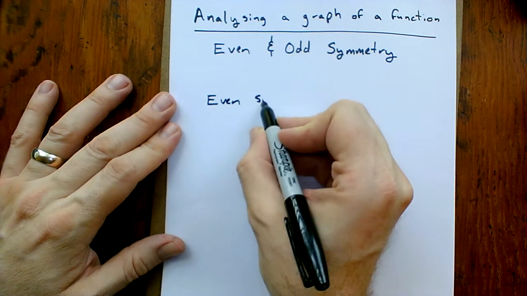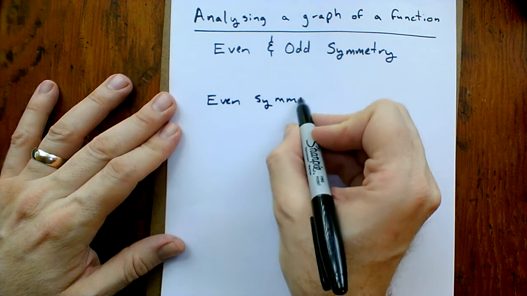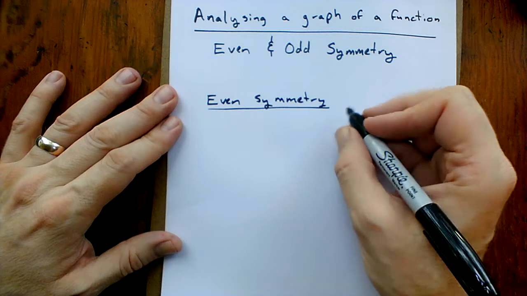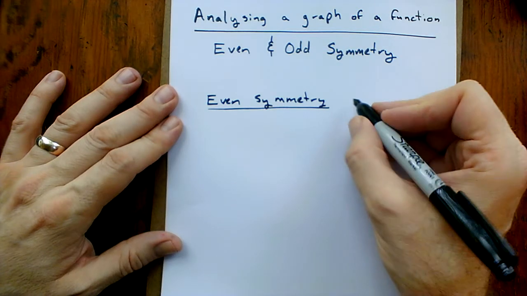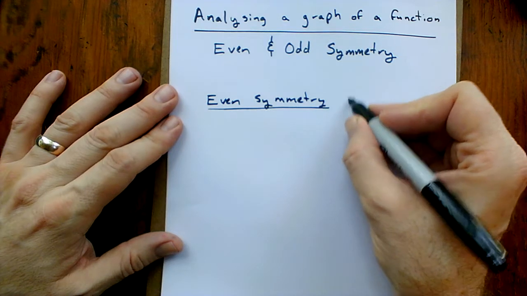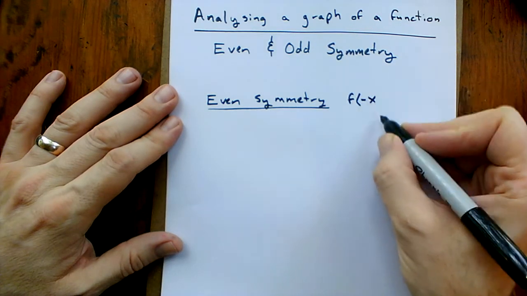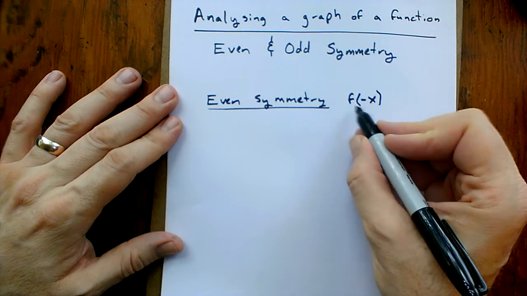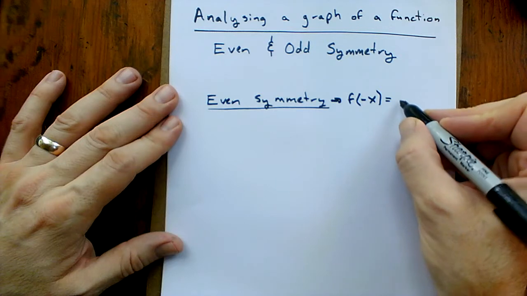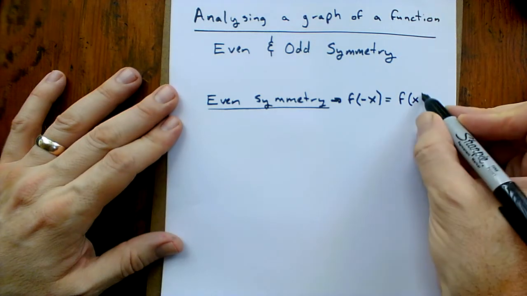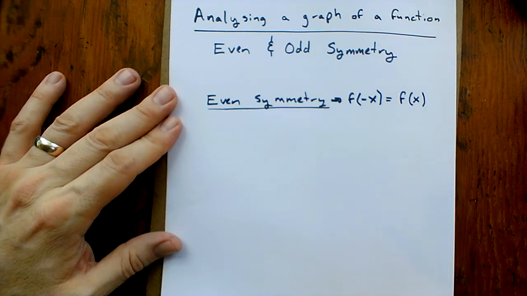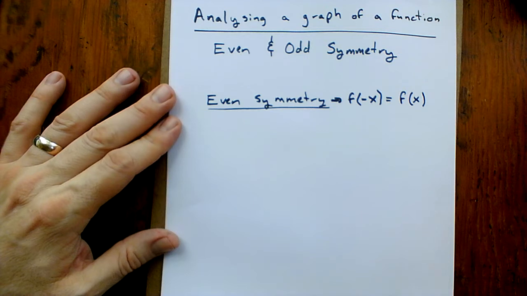And even symmetry is what happens when I've got some function where I plug in a negative value, or the opposite value, for my x, and it equals the same thing as my original value for f of x. Now, what does that mean? Well, let's talk about that.